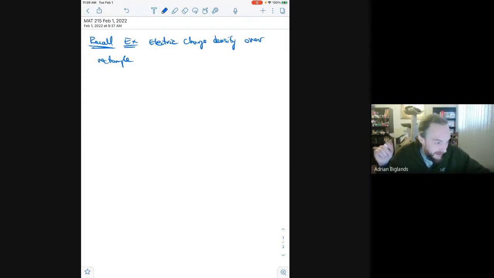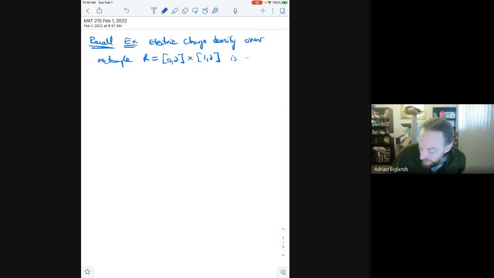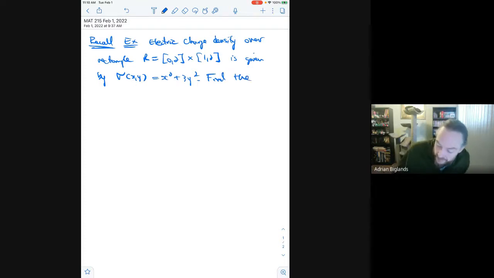So last time we were doing electric charge density, and I was going to do the example of electric charge density over rectangle R, which is [0, 2] cross [1, 2], is given by sigma of x and y. So at each point, this will be x squared plus 3y squared. What we want to do is find the total charge Q over R.